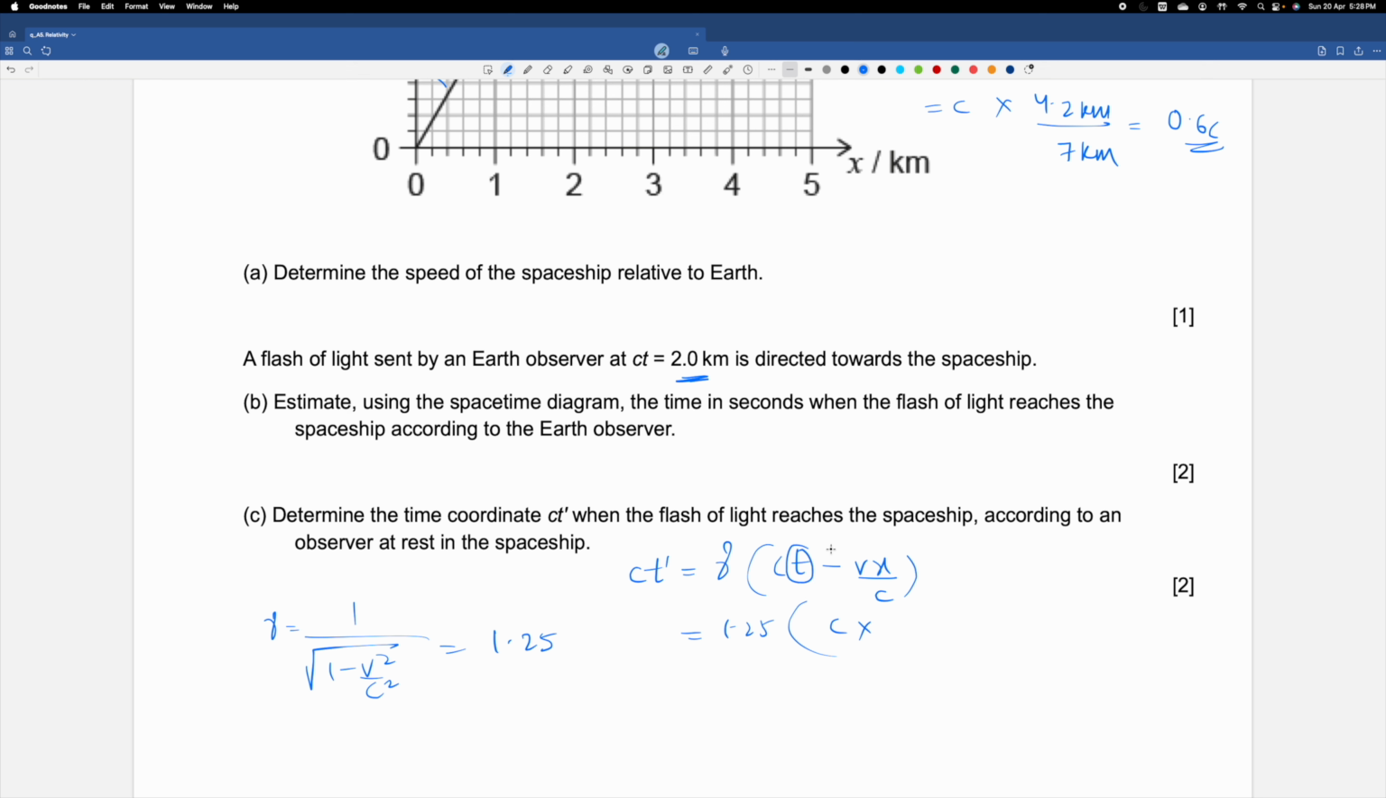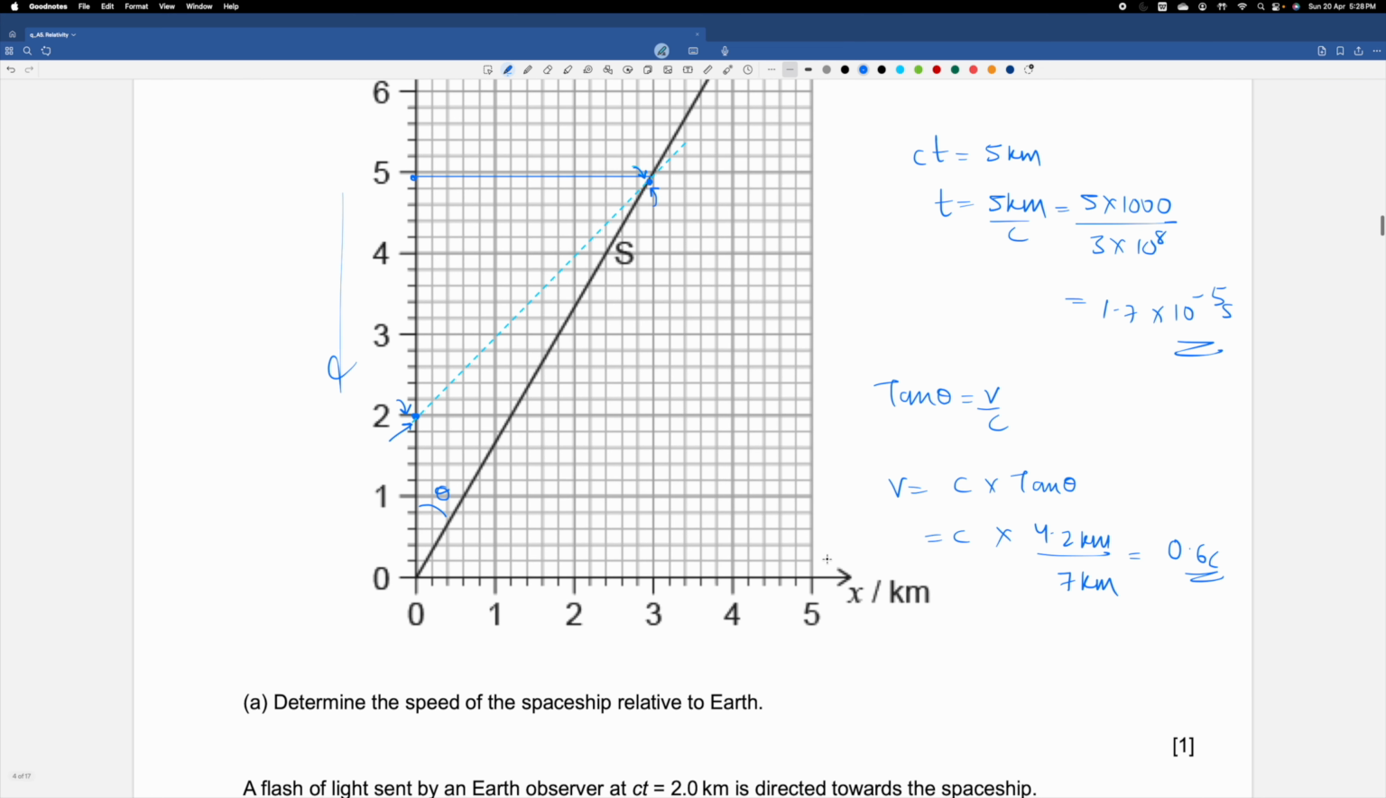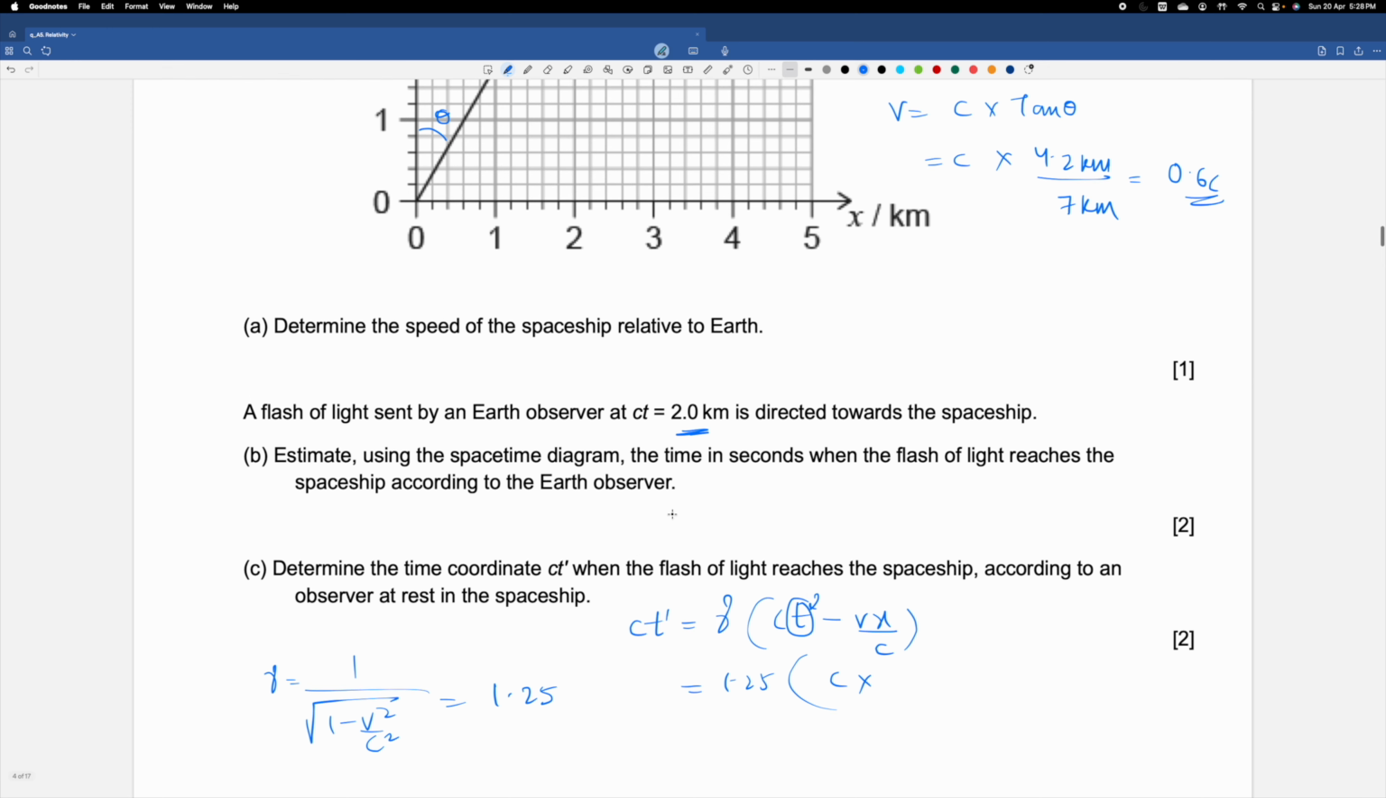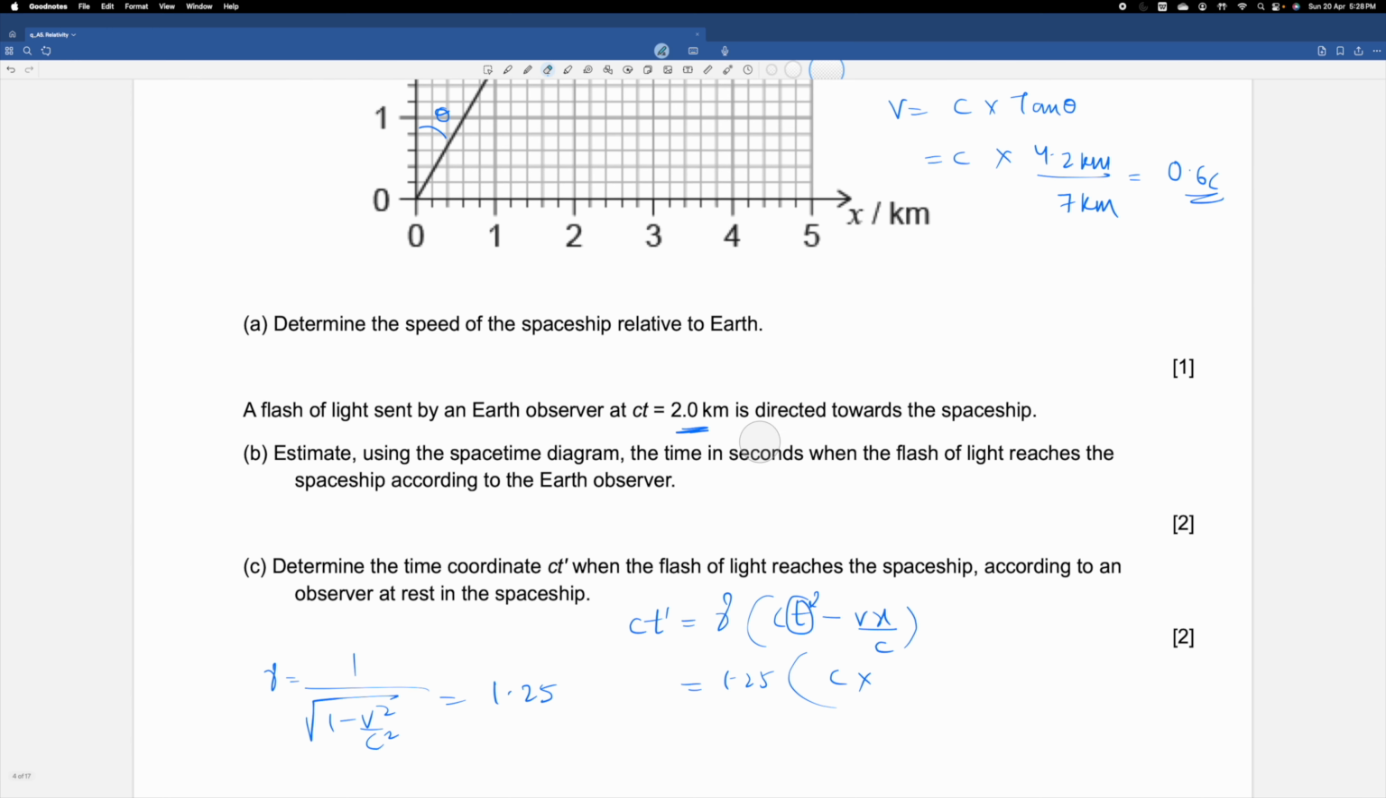t is the time taken with respect to the Earth observer, which has already been calculated above. Or we can directly take the value of CT instead of writing C and T separately. So what is the value of CT of the light reaching the spacecraft? It is 5 kilometers. So I'm going to plug in the value of 5 kilometers directly there.